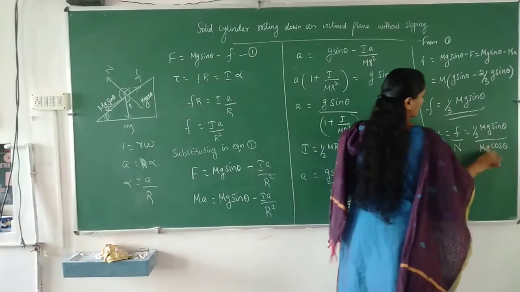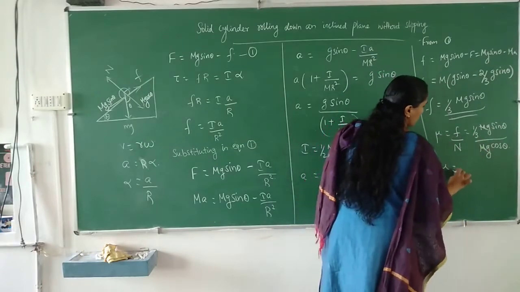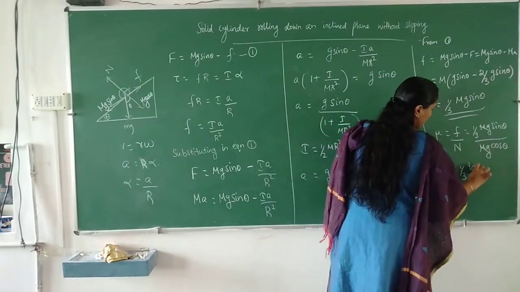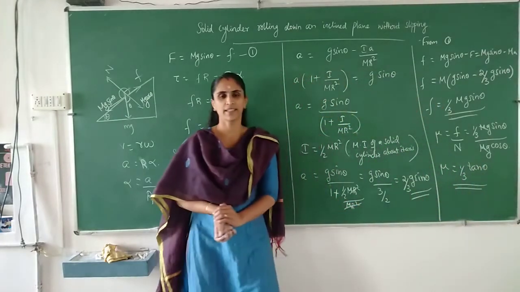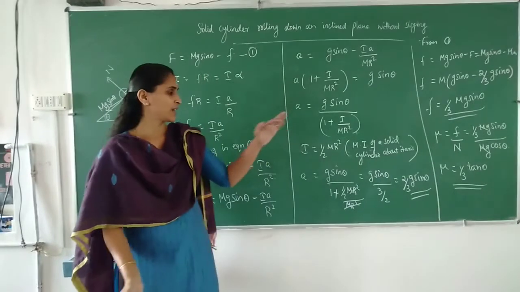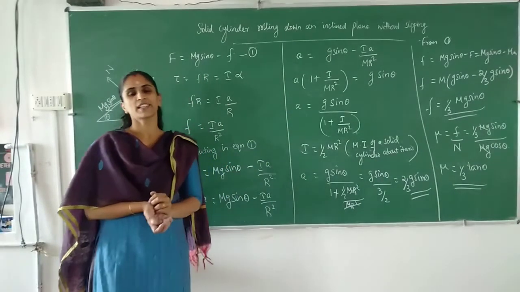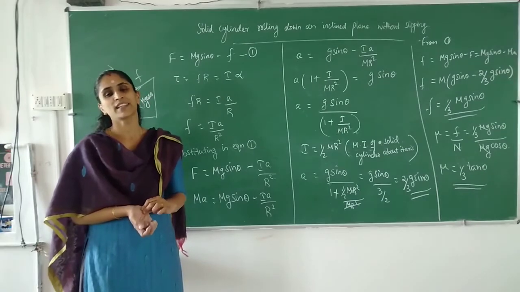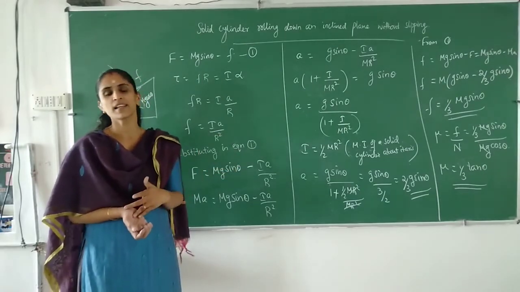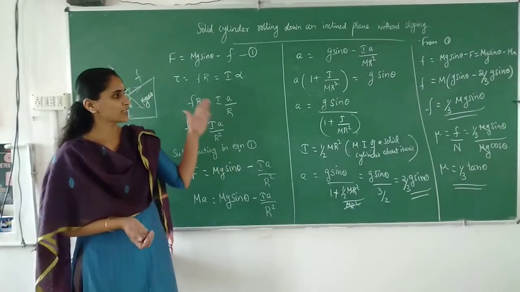We will get mu is equal to 1 by 3 tan theta, which means if the coefficient of friction is greater than or equal to 1 by 3 tan theta, we can say that it will avoid slipping, otherwise it will slip. Okay, so this is the expression.